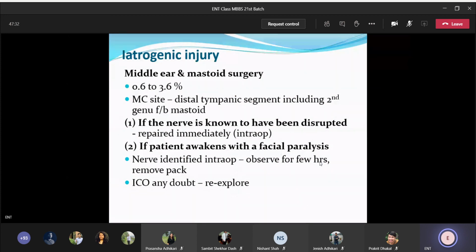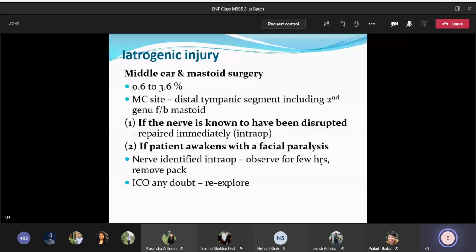If the patient awakens with facial paralysis and the nerve was identified intra-op, observe for a few hours, remove the pack, and then we have to re-explore.